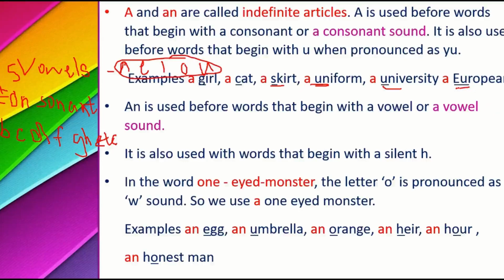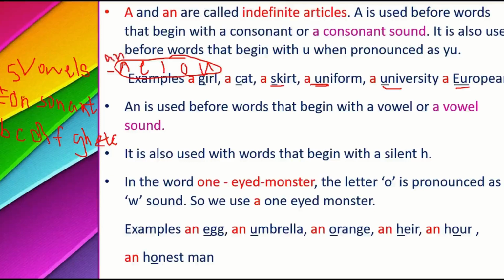Next, we can look at the next one. An is used before words that begin with a vowel or vowel sounds. As you know, these are starting with an. These sounds are the vowel sounds. We have to use an in front of that.